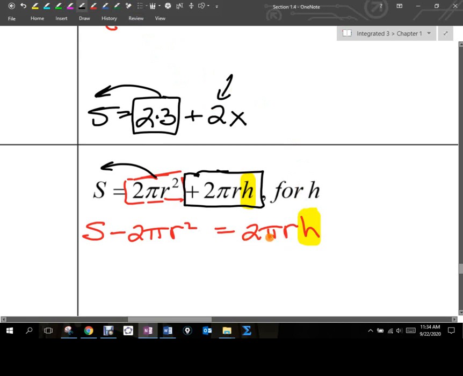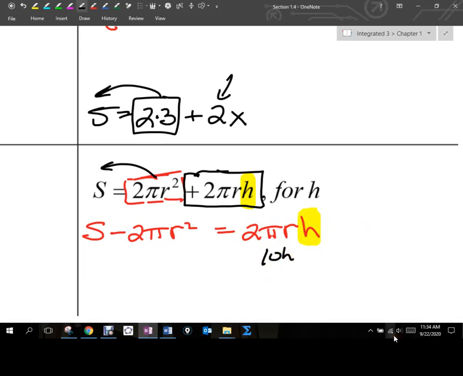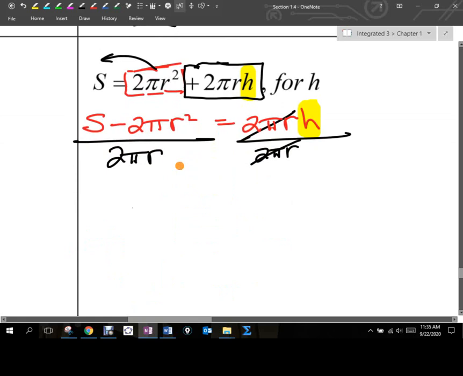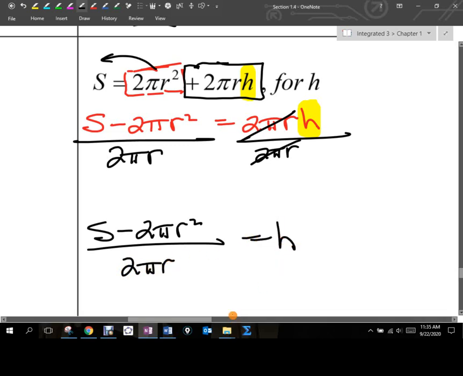This, remember, 2 pi is a number. It's like 6.28 something. And then r is going to be another number. So this is just a coefficient for h. Does that make sense? So let's say this was like 10h. If that was 10h, how would you get h by itself? Divide by 10, right? So now, instead of it being 10, it's 2 pi r. Let's divide by 2 pi r. Those cancel. Come over here. Divide by 2 pi r. So it ends up giving us s minus 2 pi r squared over 2 pi r is equal to our h.